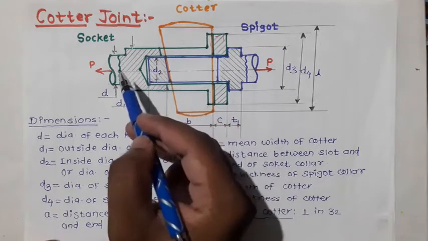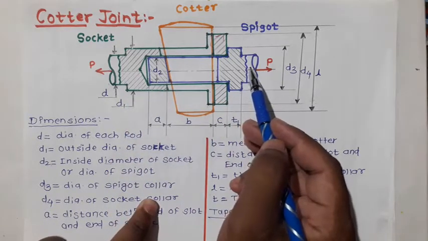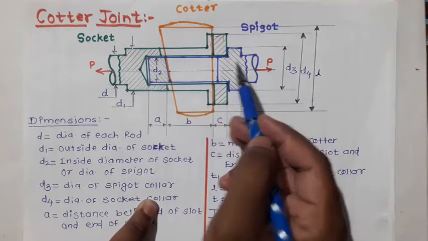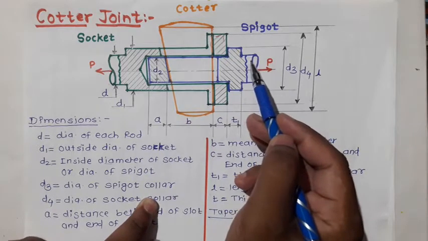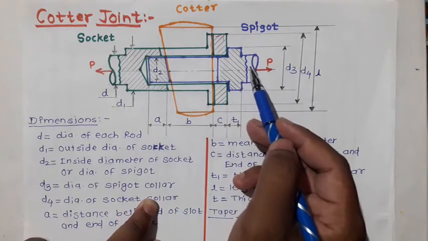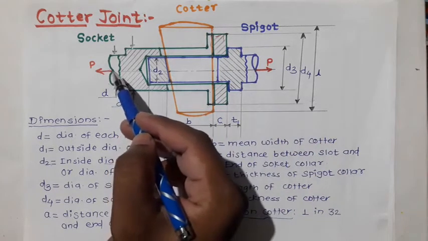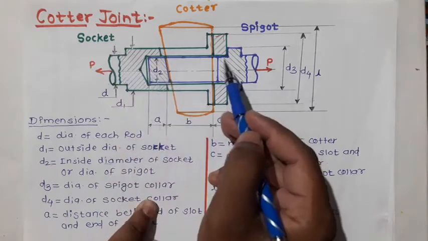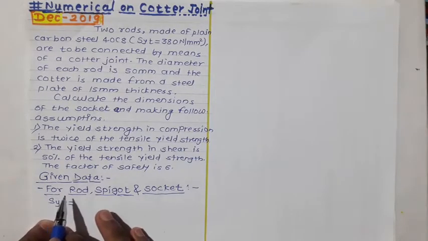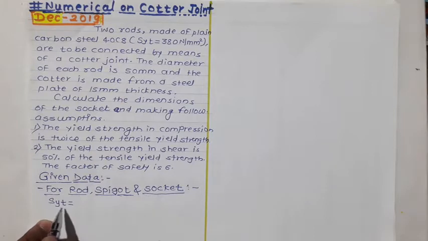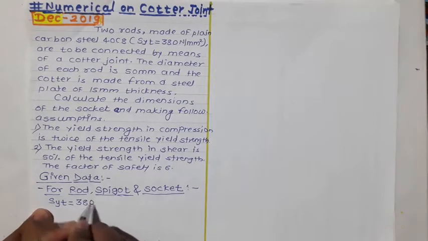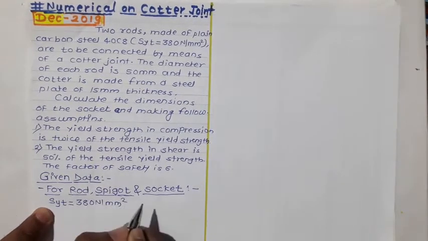In almost every problem, both the rod is having same material. That means in almost every problem, the material of rod, socket, and spigot is same. Okay, because this socket and spigot are not the different parts. This socket and spigot are the integral parts of this left side rod and right side rod respectively. Hence, we can say that the material property of rod, socket, and spigot is always same. And hence I have written here for rod, spigot and socket, SYT is equal to 380 Newton per mm square or megapascal.